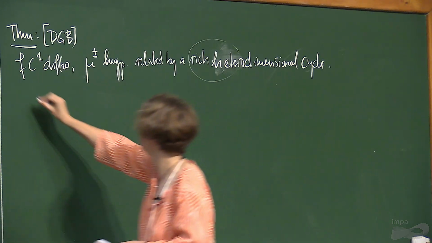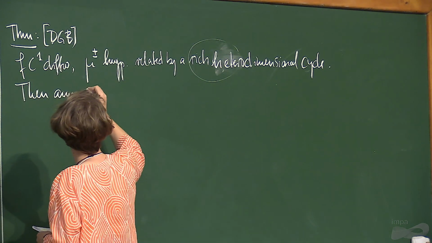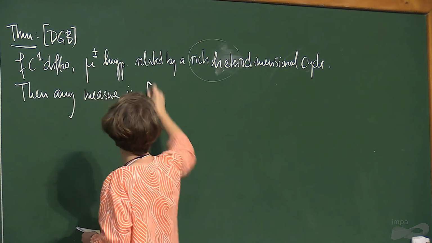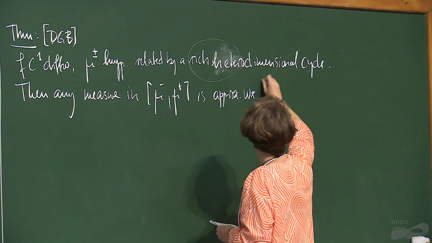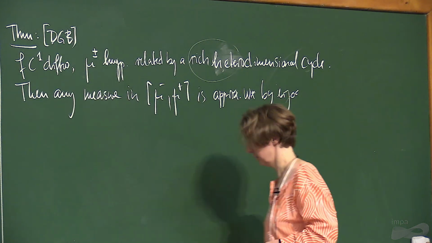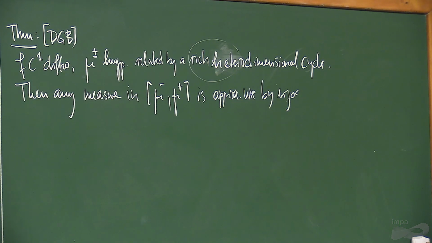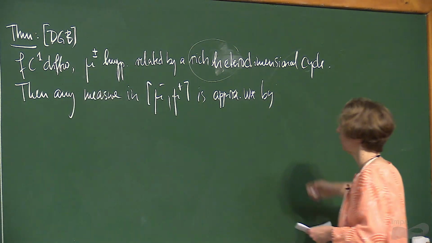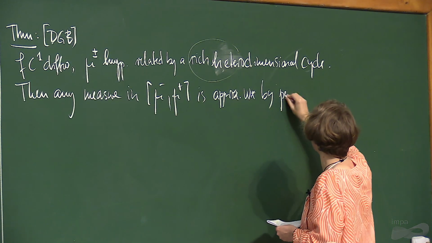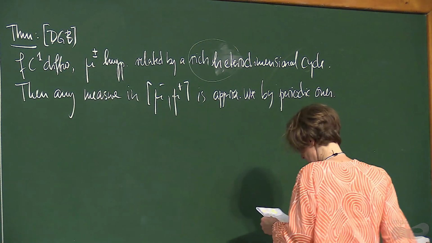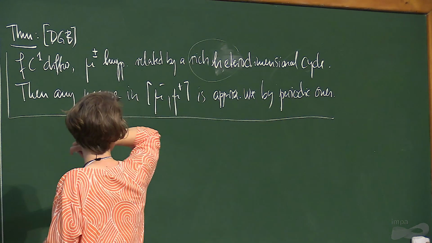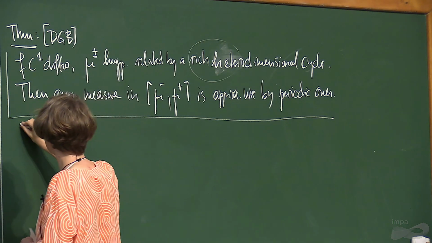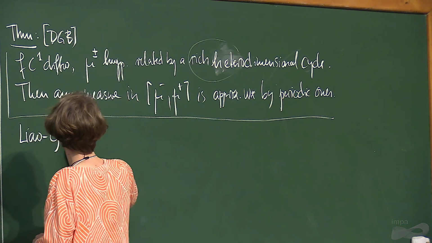Okay, then any measure in the segment is approximated weak star by ergodic ones. Periodic ones, indeed. Okay, ergodic. If you have ergodic, then you have periodic in this context. So a periodic measure is one supported on a point of a periodic orbit. Okay, so this is the main result. We proved this, well, I will give the definition of a cycle in a bit. I won't talk about the proof, which is using Liao's shadowing lemma.